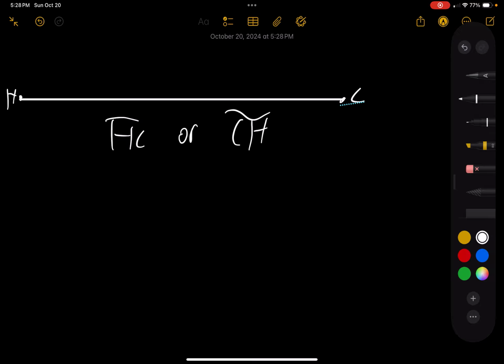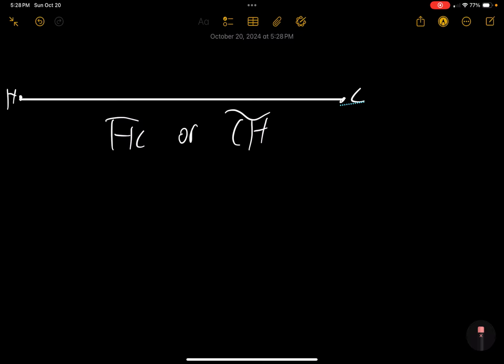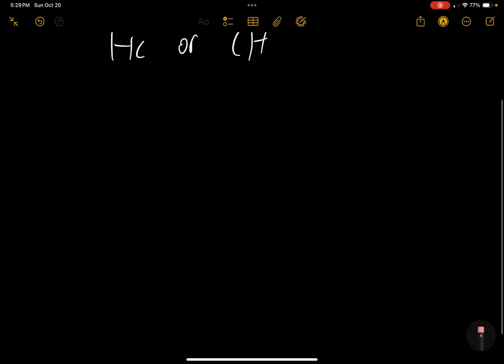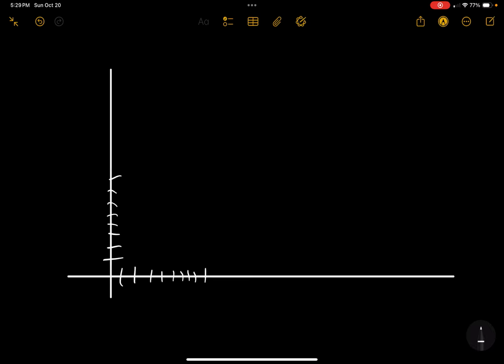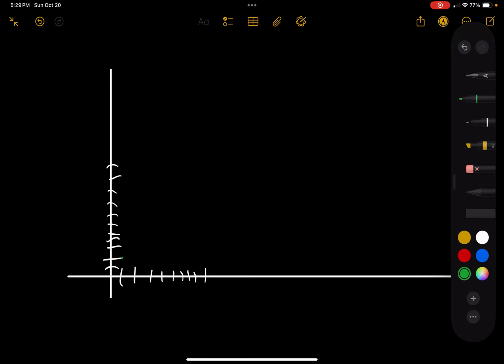Right now we have a line segment that isn't on a coordinate plane, so we don't really have points. But what if this was on a coordinate plane, and what if we wanted to find the distance between 2 points? So let me draw another beautiful coordinate plane. Okay, so here are our 2 points.